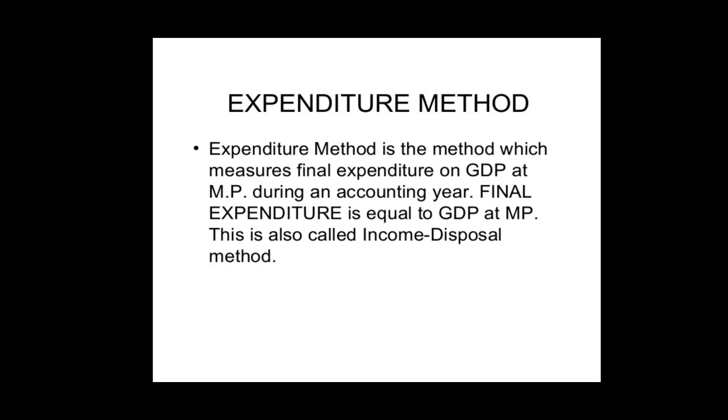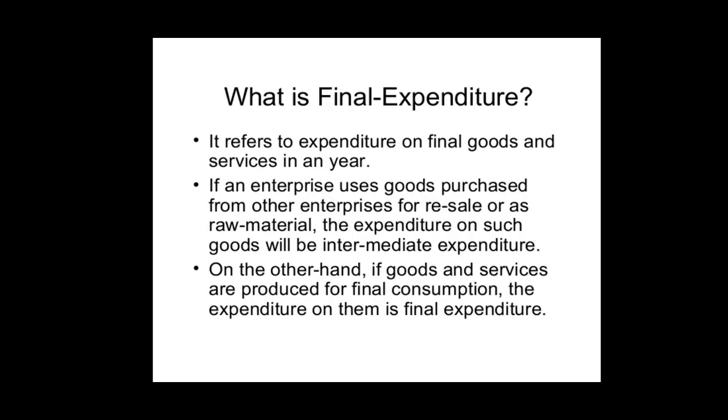This total final expenditure by all the entities during an accounting year is equal to gross domestic product at market price. Thus, under expenditure method, national income is measured at the point of actual expenditure, and this method is also known as income disposal method. Students, it must be noted that under expenditure method, we take the sum of final expenditures on consumption and investment during a period of account. What is final expenditure?